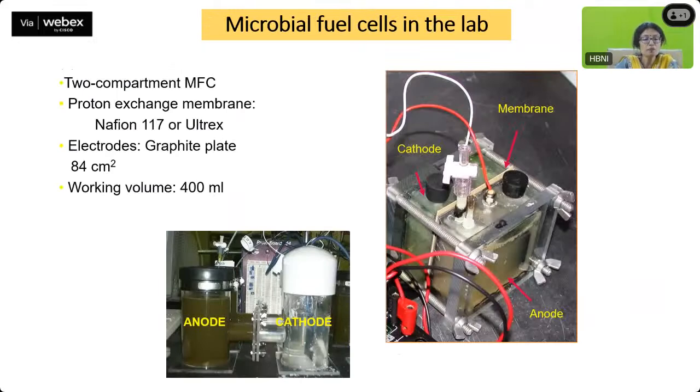So there are two compartments. One is a proton exchange membrane, and then you have a Nafion or Ultrex, which is basically the proton exchange membrane which is used. Electrodes are generally the graphite plate, and working volume for these microbial fuel cells which are used in the lab are typically around 400 ml. So this is how a microbial fuel cell generally looks.